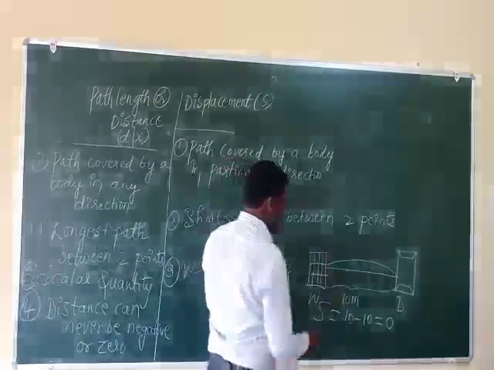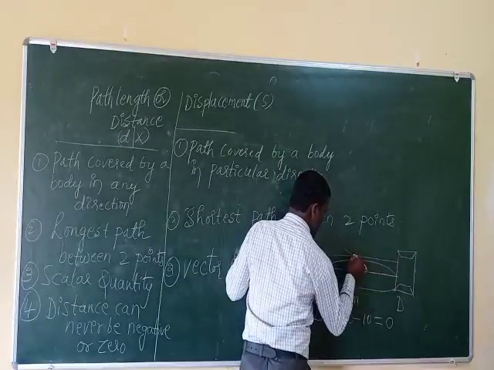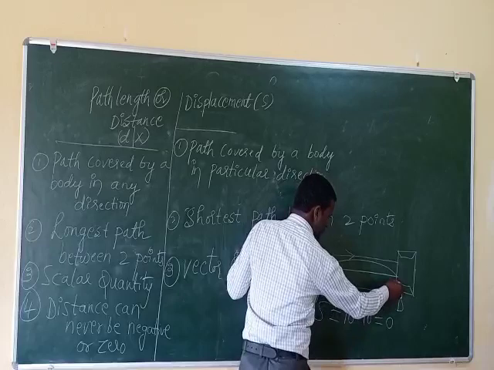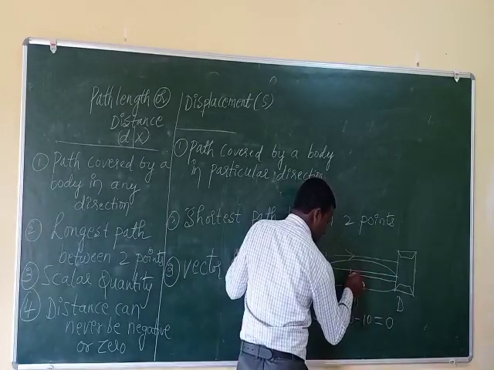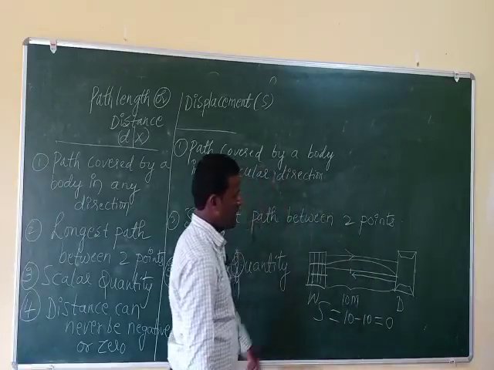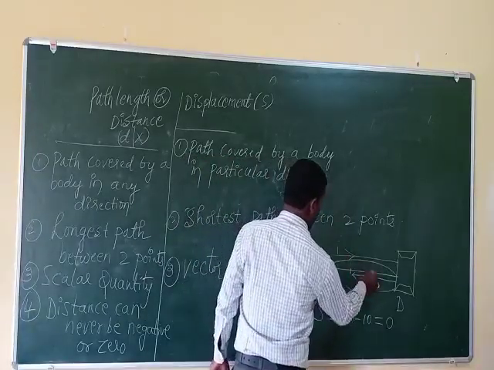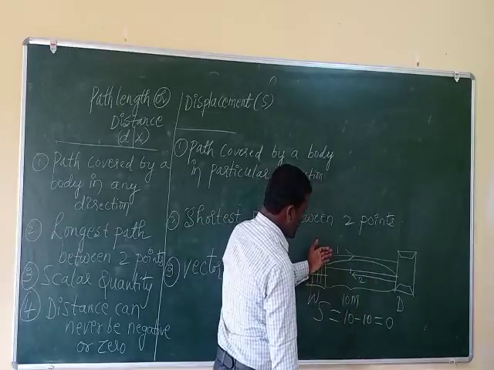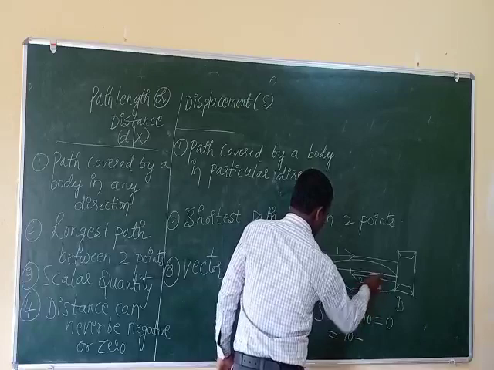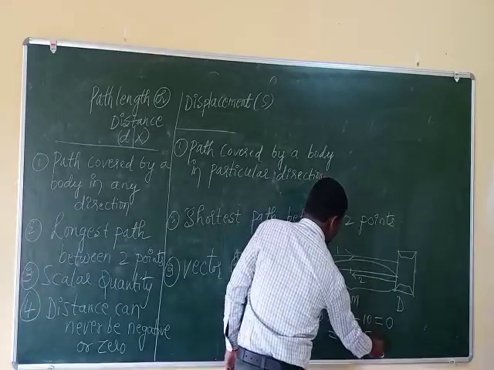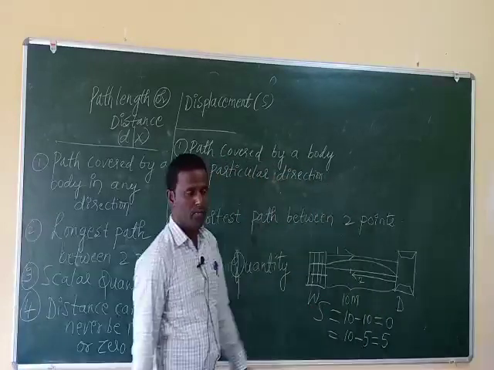So you see, first time I travel from window to door. Next I reach from door to the midpoint of the path. This is the first time and this is the second time. So now in this case, 10 meter minus 5 meter. This is 5 positive. Displacement is positive.